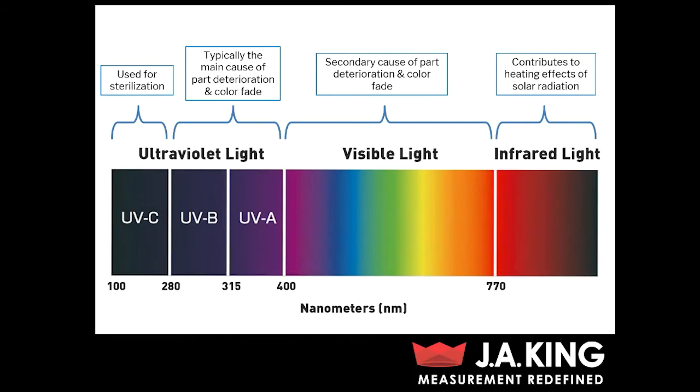So a lot of solar simulation equipment is going to try and focus on a relatively wide spectrum. Then if you move up in the spectrum even more, we reach the infrared light portion, and this is what's going to contribute most of the heating effects of solar radiation.